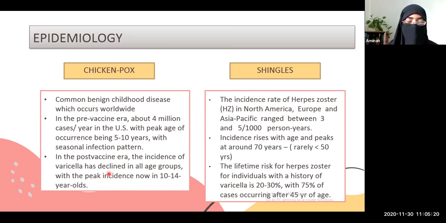So yeah, the exact incidence is unknown, but I did read in the newspaper that there were several outbreaks involving mainly institutions like daycare centers and kindergartens in the past few years.